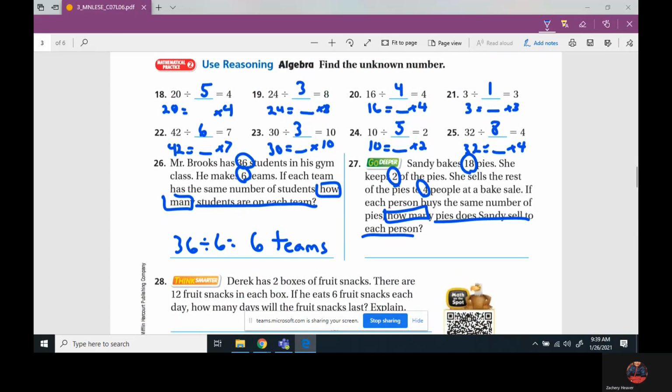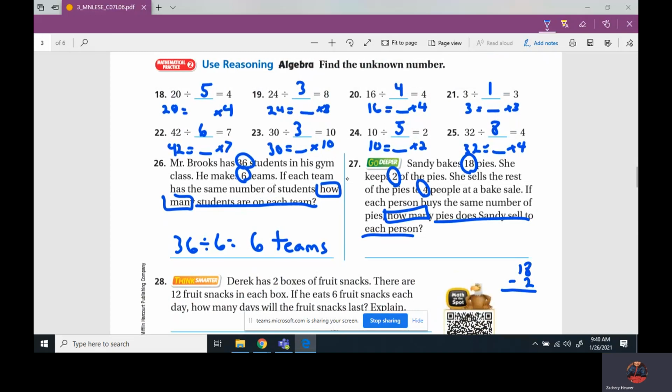Let's see. Does anyone know what we're going to do first? Come on, Caleb. You got the floor. Nope. Adeline? 2 from 8 or 2 from what? I don't see an 8 up there. So what am I going to subtract, Adeline? Yes, I'm going to take away 2 from 18 because she keeps 2 for herself. So what is 18 minus 2, Adeline?